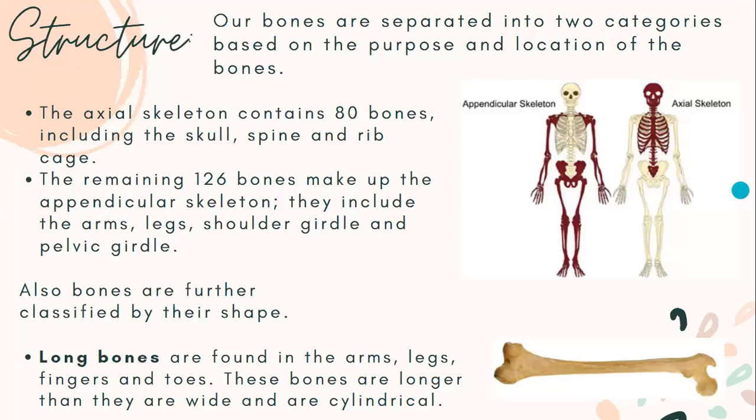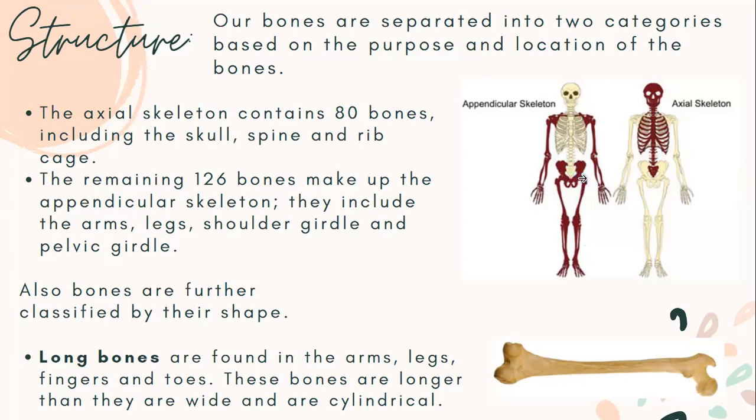Structure. Our bones are separated into two categories based on the purpose and location of the bones. The axial skeleton contains 80 bones, including the skull, spine, and rib cage. The remaining 126 bones make up the appendicular skeleton. They include the arms, legs, shoulder girdle, and pelvic girdle.